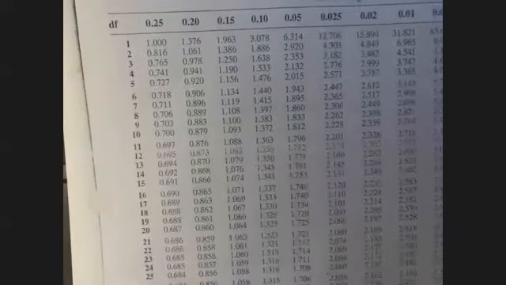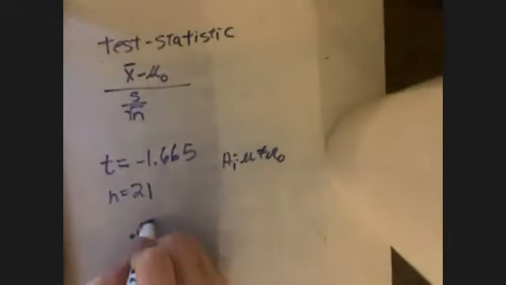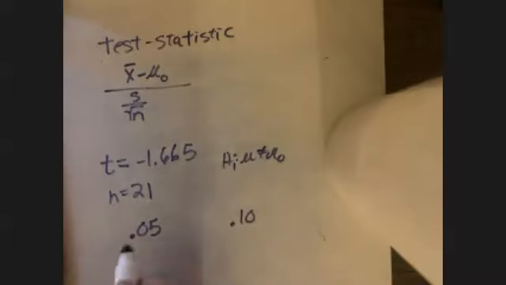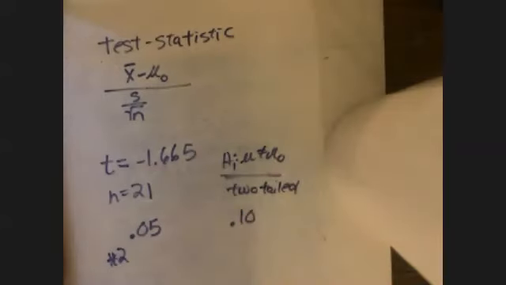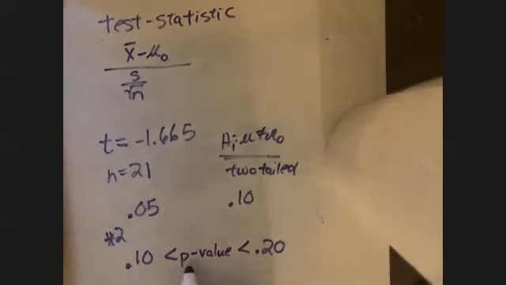So you are going to take, for this, okay? The smaller number was 0.05. The larger number was 0.10, okay? And you're going to double, okay? And it's because this is a two-tailed test. If this had been a left or a right-tailed test, you would just take the number, okay? So 0.10 is less than our p-value is less than 0.20. So what this happens is we know that our p-value is between these two numbers.